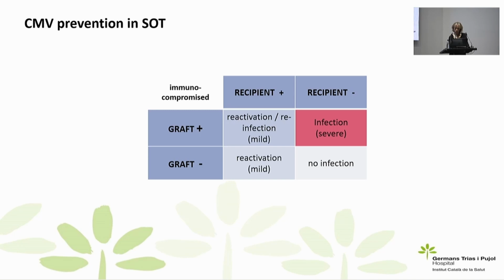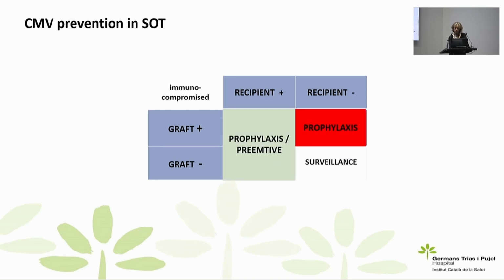So if we go back to the table that I showed you before, if we are in the setting of the recipient that is high risk, where infection could be severe, we can do a strategy based on prophylaxis. This patient, we need to protect and be sure that they will not develop an infection. While in the recipient that is positive, we can do a strategy that can be prophylaxis or preemptive, or perhaps the combination of both.